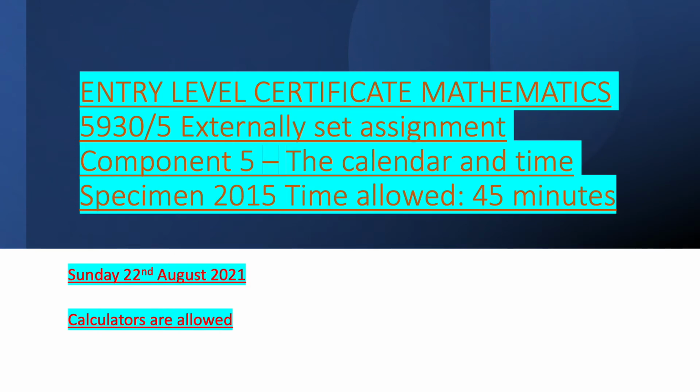Good evening guys, and welcome to today's video where I'm looking at the entry-level certificate mathematics 5930 externally set assignment component 5. The calendar and time exam paper is a Specimen 2015 paper, and the time allowed for this paper is 45 minutes, and calculators are allowed for this paper, guys. Okay, this paper was recorded on Sunday the 22nd of August 2021.